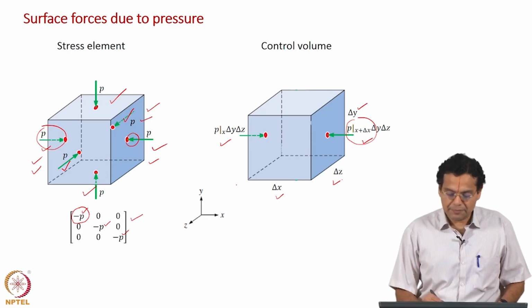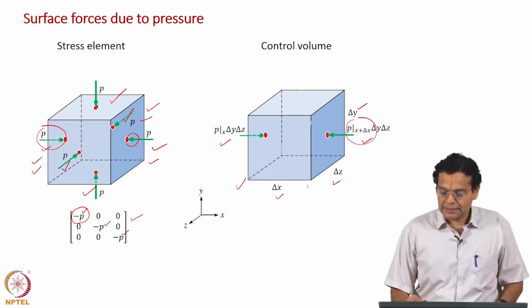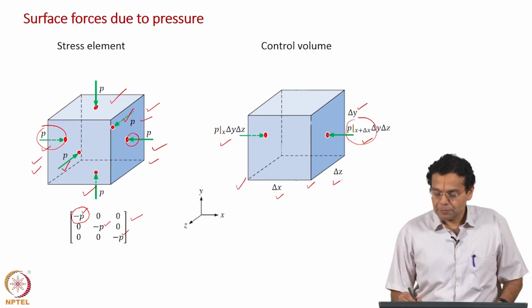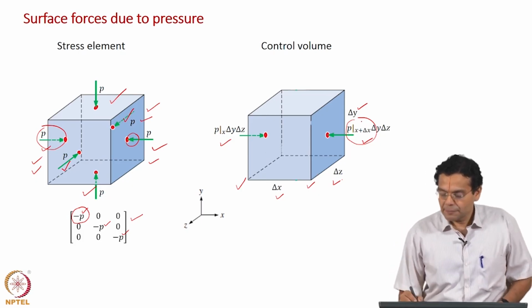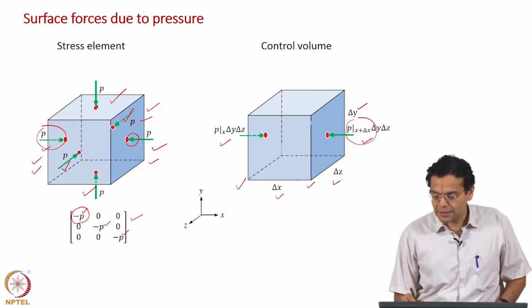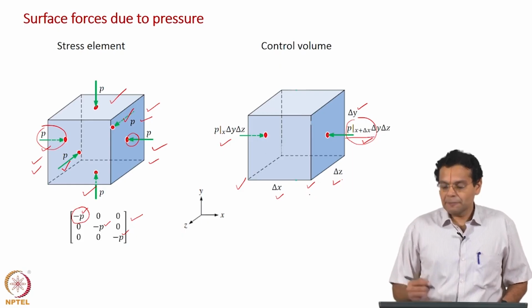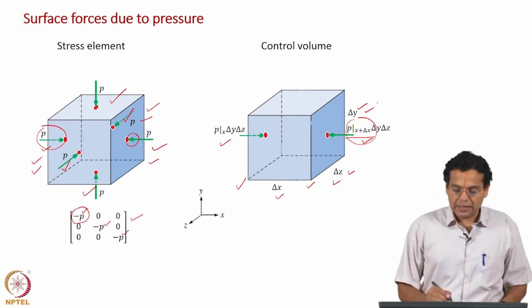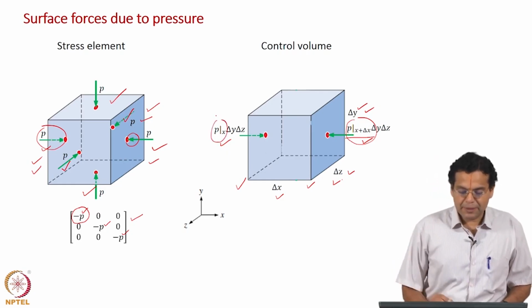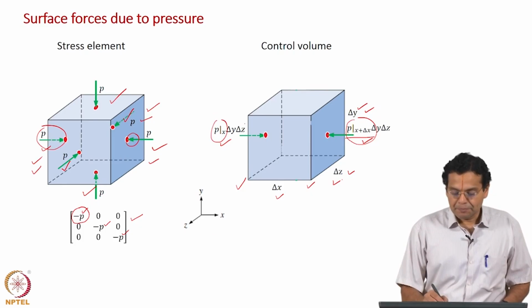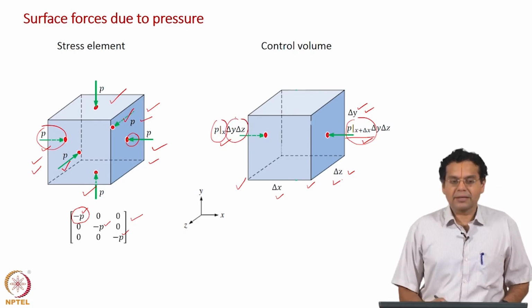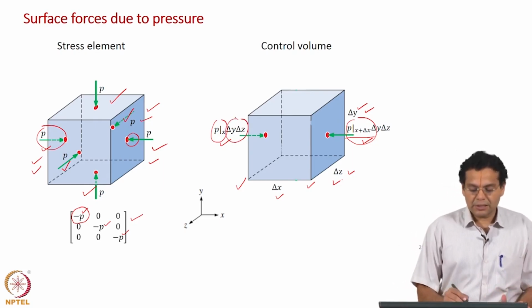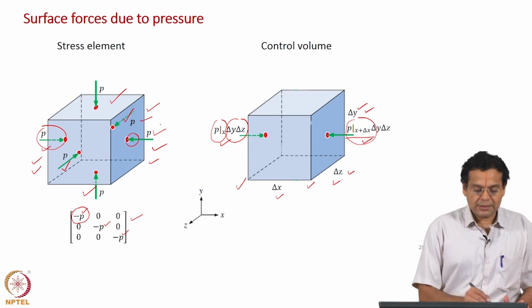We know that this face is at x, the right hand side face is at x plus delta x. So, when I write this expression, it is pressure evaluated at x plus delta x, of course multiplied by the area, delta y delta z. On the left hand side it is pressure evaluated at x multiplied by the area delta y delta z. So, it clearly distinguishes how you represent the stress element.